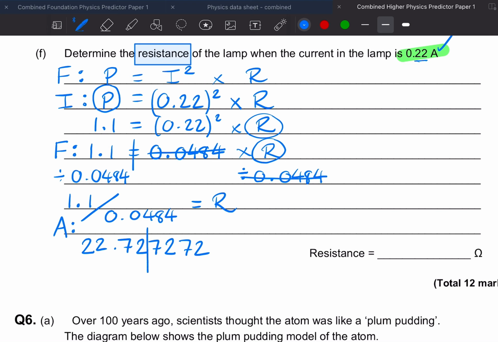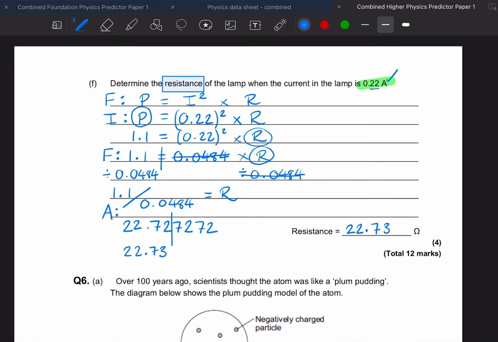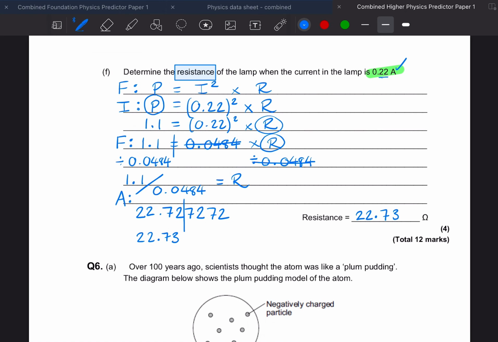So we'll draw a line here, and that will round to 22.7. That 7 there will round up that 2, so 22.73. 22.73, and we've got the symbol ohms, so we do not need to change that. All right, that is the end of question 5.